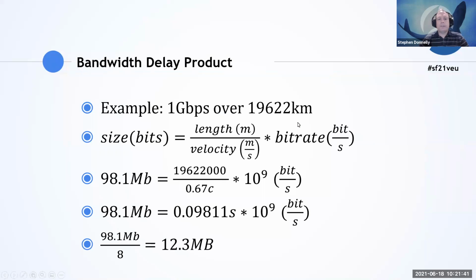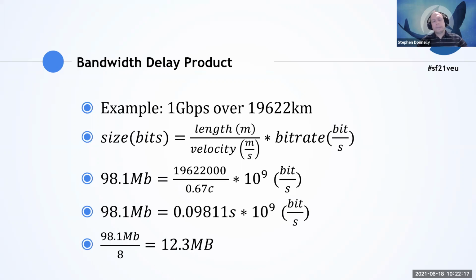And we can rearrange our formula a little bit to say how many bits can we fit in a certain distance. And for a gigabit per second, it turns out that you can fit in about 98 million bits of data, 98.1 megabits of data. And sending that data from the time that I write it in New Zealand to the time that it arrives in Europe is about 98 milliseconds.